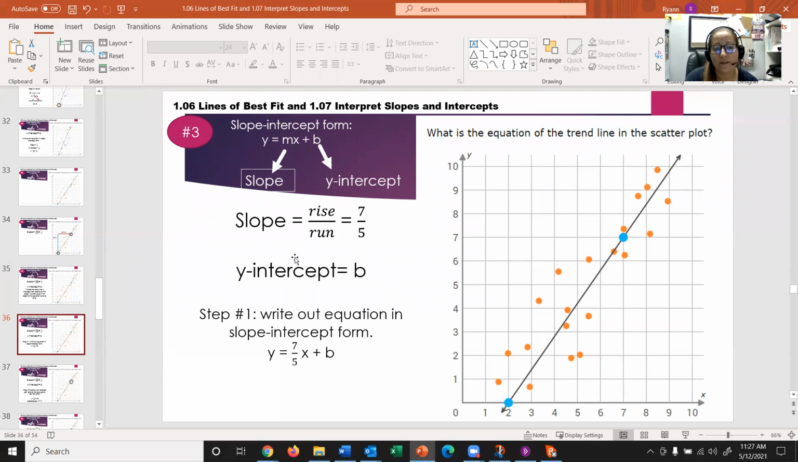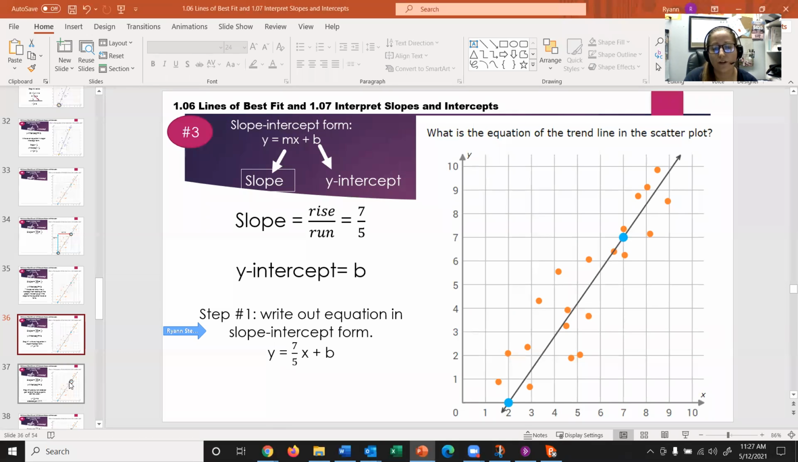So the first step is we want to write out the equation, okay? So we're going to write out the equation in slope-intercept form. We know the slope is 7/5, so we're going to plug that in for our m. And our slope-intercept form would say y is equal to 7/5 x plus b.